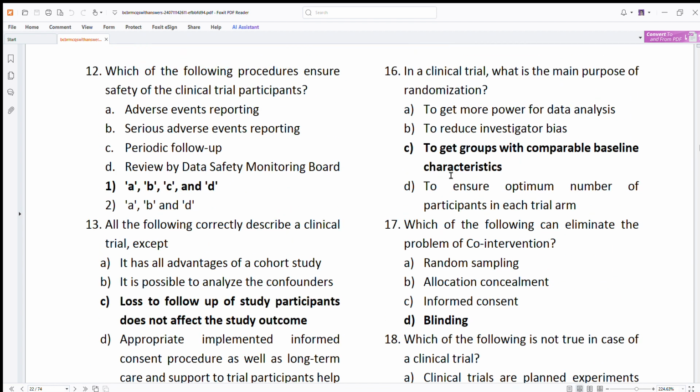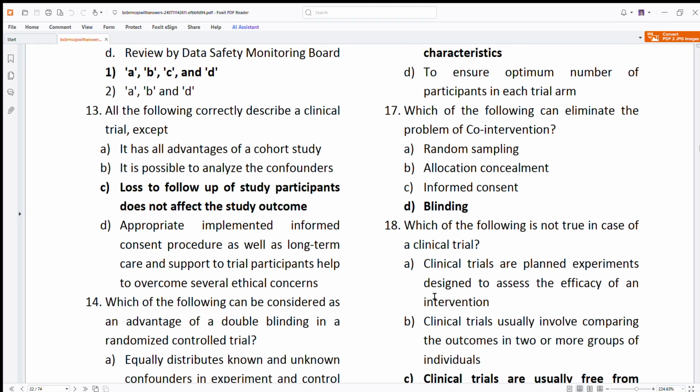Then the main purpose of randomization: to get groups with comparable baseline characteristics. This is the main purpose of randomization. You can eliminate co-intervention with blinding. Correct. Co-intervention, like you give two interventions, like I gave two medicines. My study was basically on agomelatine and escitalopram in patients with type 2 diabetes mellitus and depression. I have an international journal published article also regarding the same.